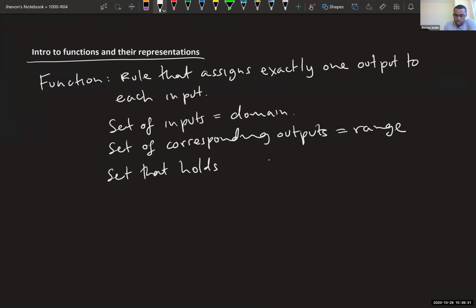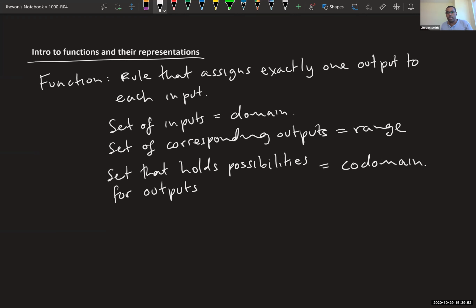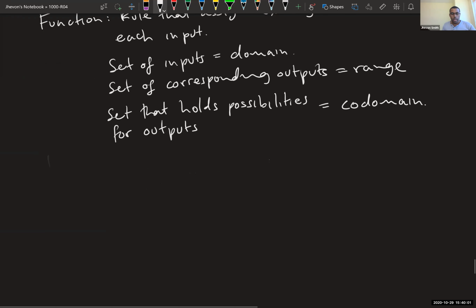The set that holds possibilities for outputs is called a codomain. So there's a set where you can choose outputs from, but not every one necessarily is chosen. The ones that you choose to connect to your domain elements, those form the range. Everything else goes in the codomain.